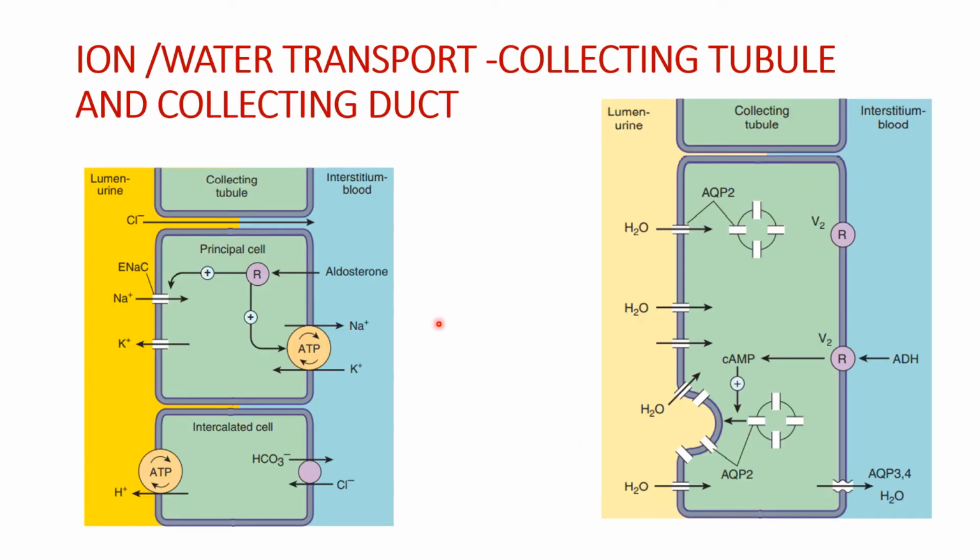This is the collecting tubule and collecting duct. You have principal cells and intercalated cells. The principal cell has epithelial sodium channel, ENaC channels, which cause sodium reabsorption and potassium excretion. This is regulated by aldosterone. So the more sodium enters the collecting duct, the more will be reabsorbed. So this entirely depends upon the activation of the channel, and on the sodium load which is present in the urine when it reaches the collecting duct.